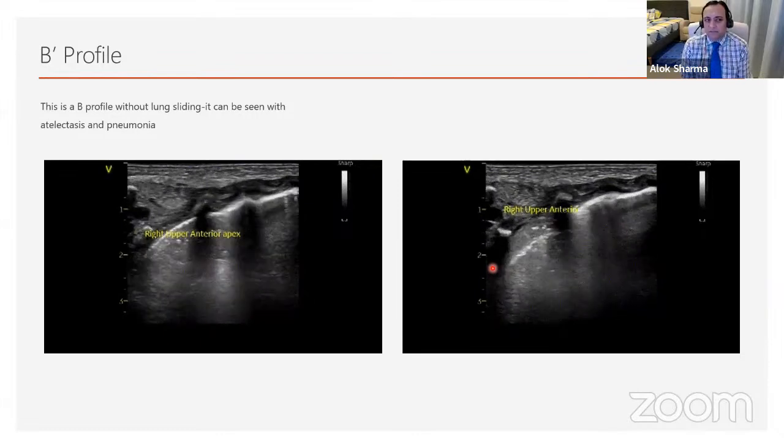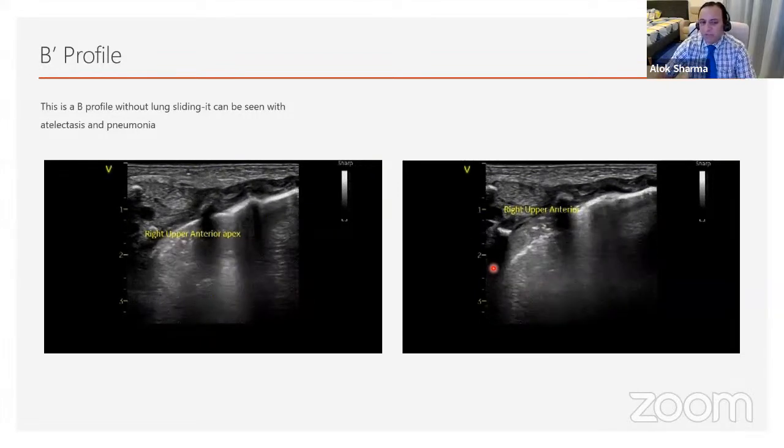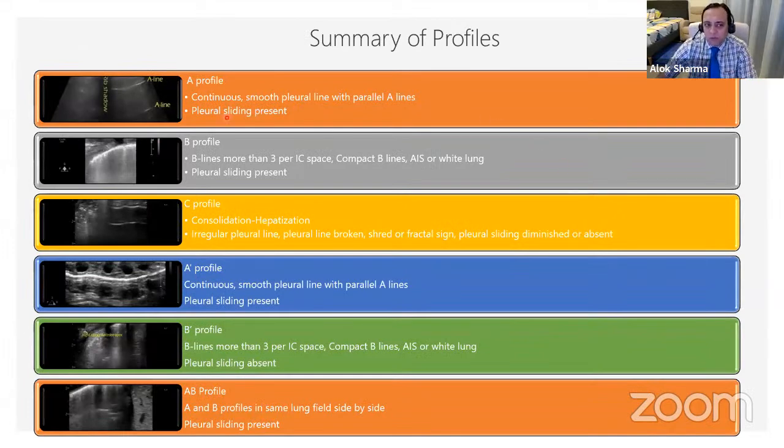Okay. What I want you to get a feel of today is the different profiles that we've talked about: A profile, B profile, C profile. If you don't have pleural sliding and you have a barcode sign, that's an A dash profile. If you have a B profile with little or no pleural sliding, that's called a B dash profile. A B dash profile and B profile can both have reflection that indicates pneumonia, increased alveolar interstitial space. It's just a classification that's been given by Daniel Lichtenstein.